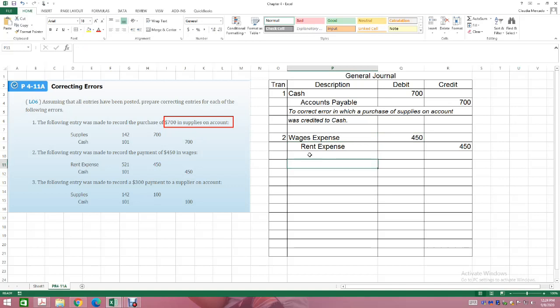Okay? So what we did here is we reversed the incorrect entry to rent expense. You look at what you did. You debited rent expense. That was wrong. How do you fix it? You do the opposite, which is now you credit rent expense. That way they wash off. And then you record the correct entry. Okay? And the description for this can be to correct error in which a payment of wages was debited to rent expense. Okay?